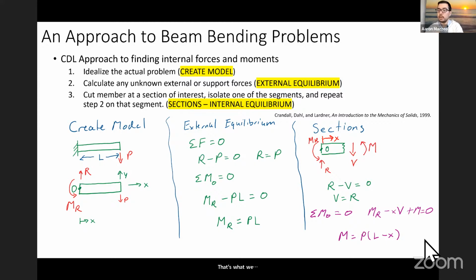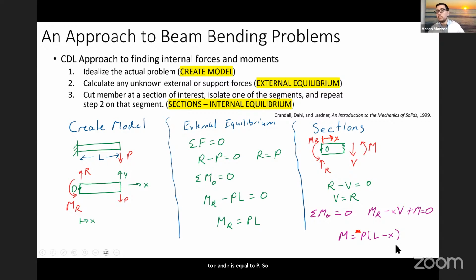Goodness, that's not right either. Oh my goodness. All right, there's a minus sign here. How many times do I have to do this? All right. So you see here, M is equal to minus MR plus XV. And so in this case, MR is equal to PL and V is equal to P, as we just described here, because V is equal to R and R is equal to P. So anyway, this is the appropriate form.